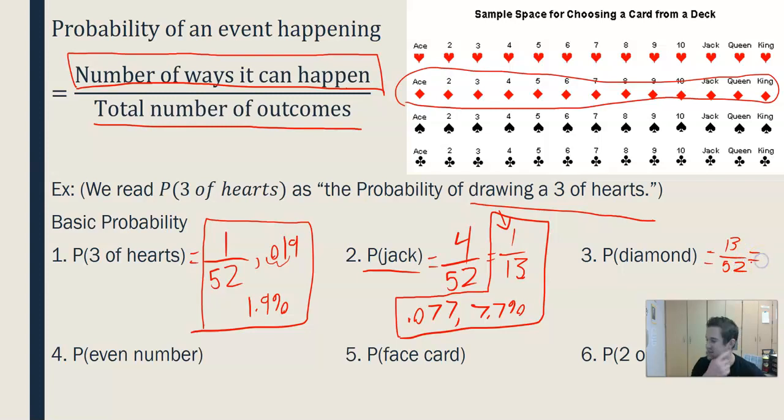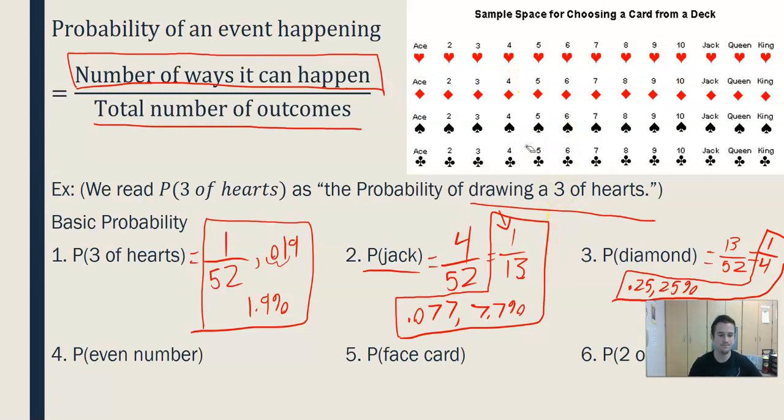If I write that as a simplified fraction, which you don't necessarily have to on your homework, but as a simplified fraction that you'd see on the ACT, that would be 1/4. 1 divided by 4 is 0.25, or 25%. So there's a 25% chance that you're going to draw a diamond out of the deck of cards.